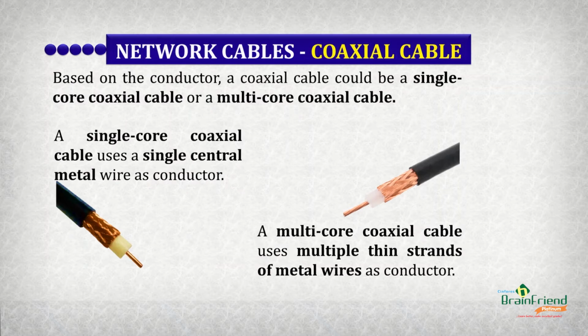Now, based on the conductor, a coaxial cable could be a single core coaxial cable or a multi-core coaxial cable. Now, the difference lies in the number of metal wires that make up the conductor. For the single core coaxial cable, there is a single central metal, which is what we have here, a single central metal. Whereas for the multi-core coaxial cable, there are multiple threads of metal wires.